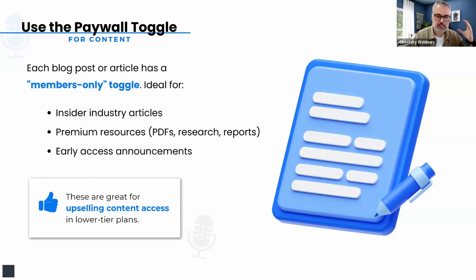I mean, you can toggle each blog post that you write on your membership directory to be locked or open to the public. You can use that again to entice free members to join your website, and then you can lock up more important content using the paywall toggle and upsell this content in low-tier plans as well. So these are great for creating upselling strategies to find more, more paying members.